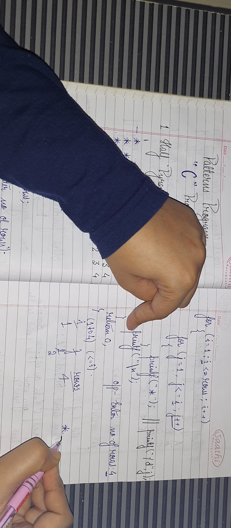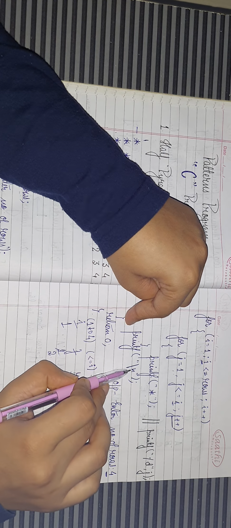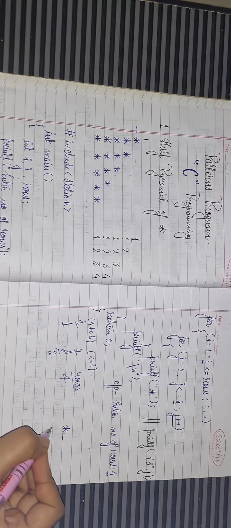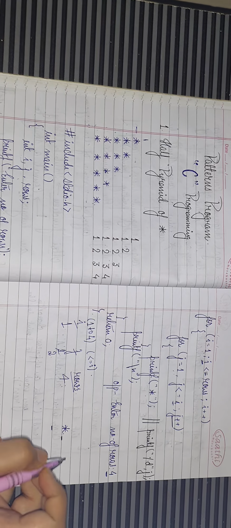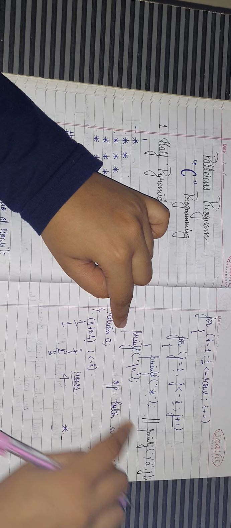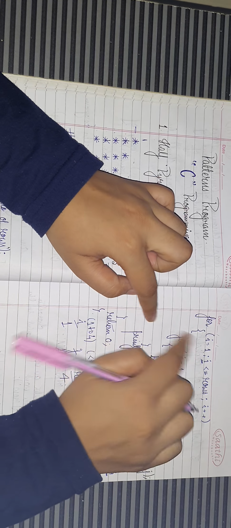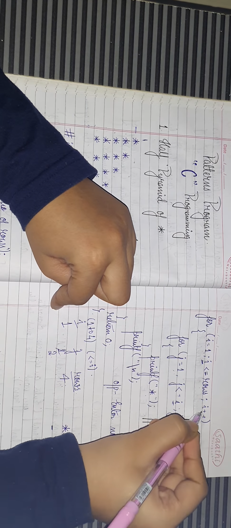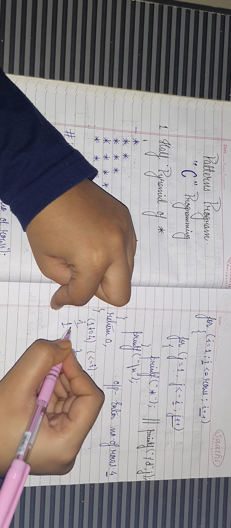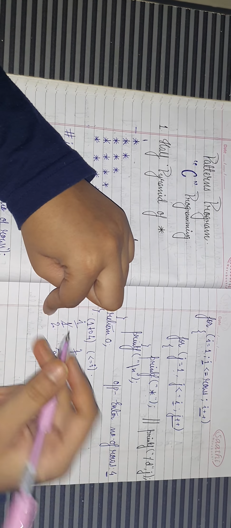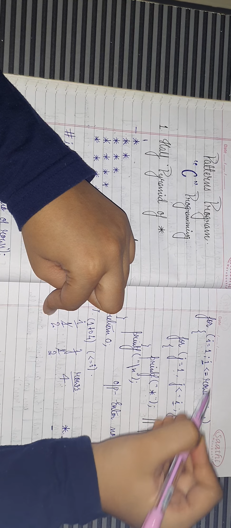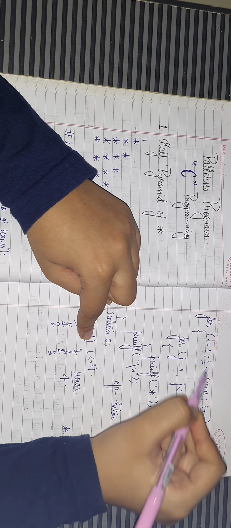Till now the cursor is here. When the printf new line statement is executed, the cursor comes here, right? But we are still in the i for loop. Now this i value will be incremented, so i will be incremented to 2. Now we are checking, is 2 less than or equal to 4? Yes, the condition is true.